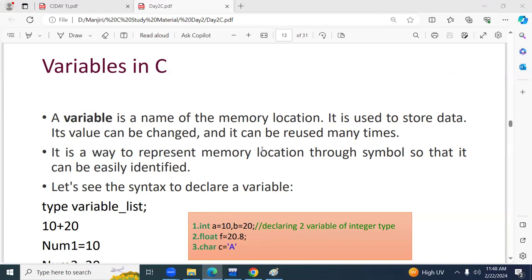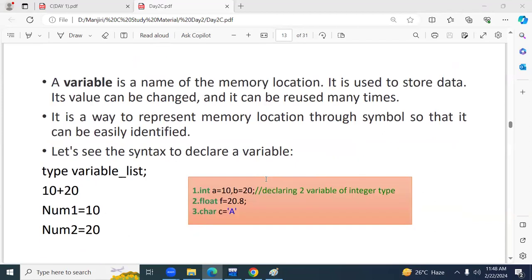Okay, now it is used to store data, and it can be reused many times. One more thing, it is a way of representing a location through a symbol, so that it can be easily identified. It is only for identifying easily. That's why we are using variables.